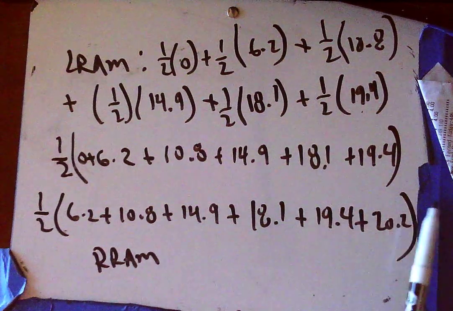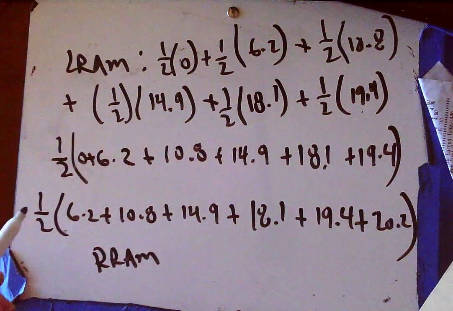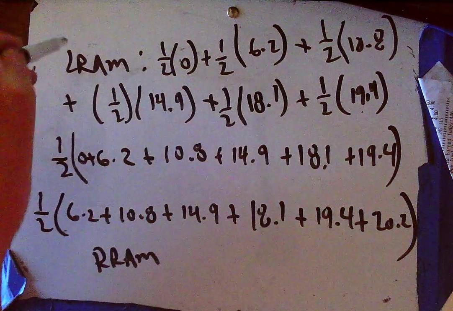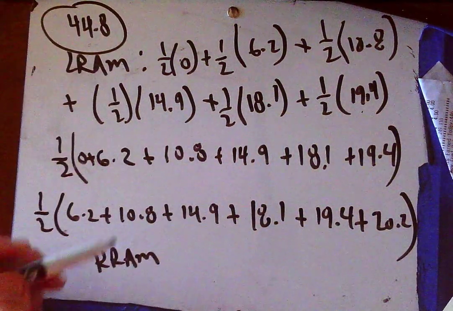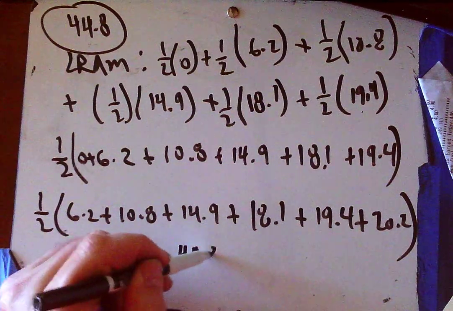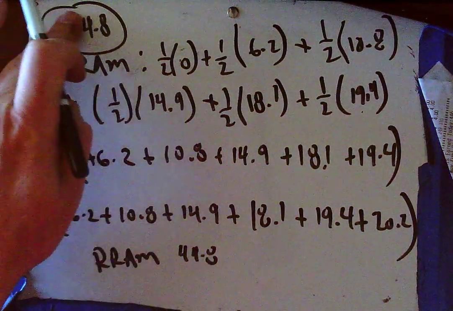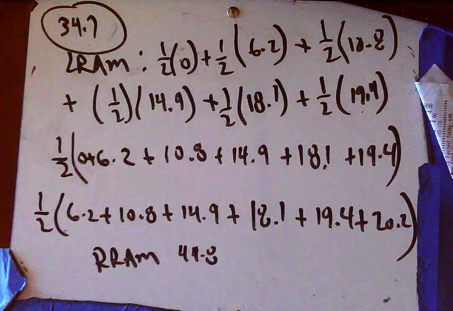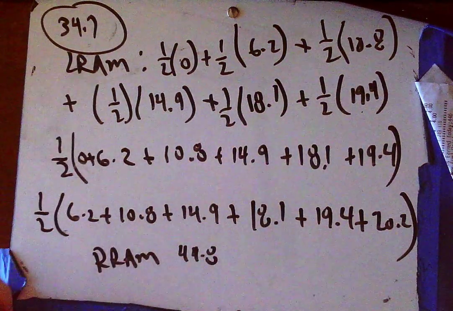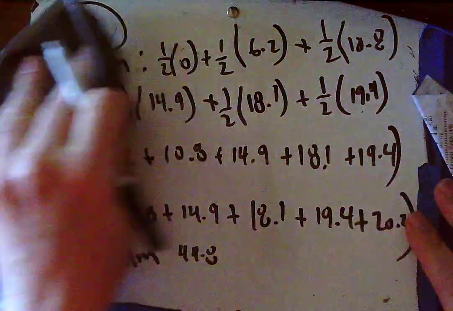LRAM uses the first and the second to last, and RRAM uses the second to the last. Here, by the way, I ended up with 44.8 for LRAM, and for RRAM, sorry, that one's 44.8. RRAM is 34.7. Okay, so there's our RRAM and our LRAM. If you weren't comfortable taking this from the table and doing it, you may want to take the time to graph those ordered pairs and draw in some rectangles.